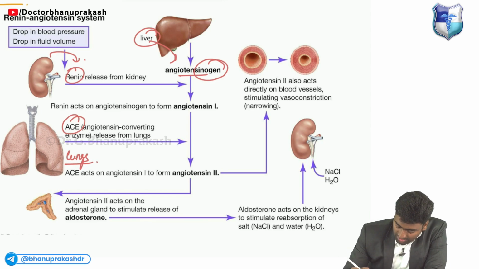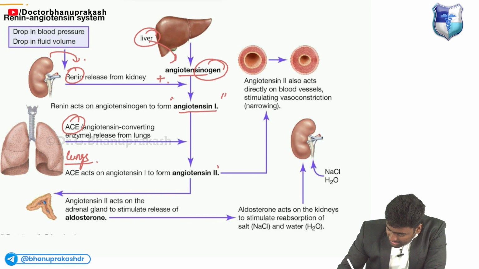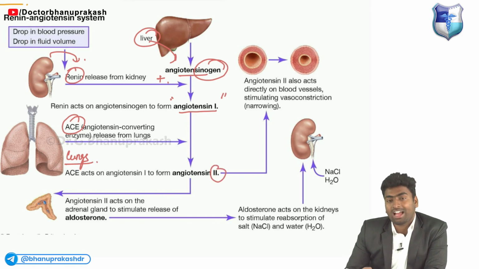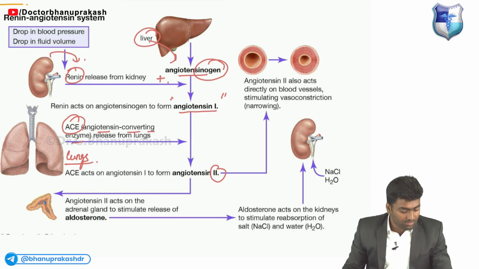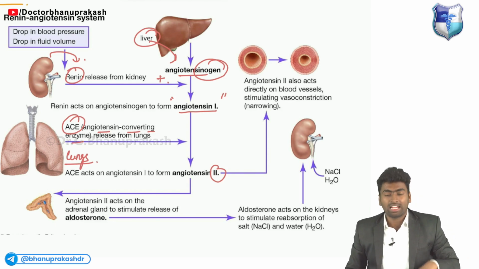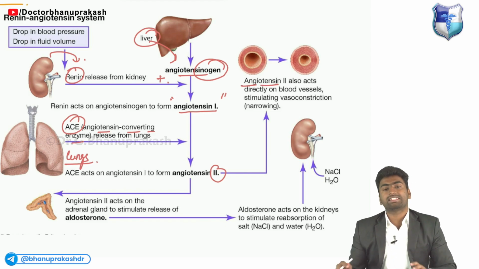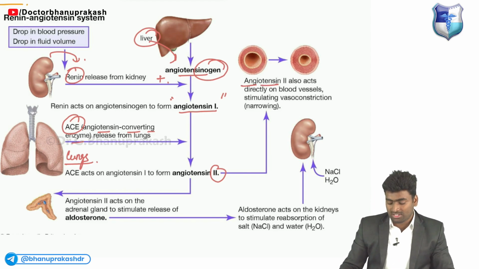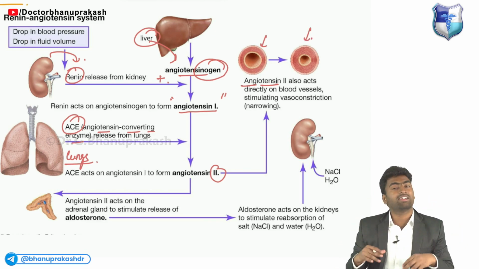Angiotensinogen from the liver will be acted on by renin and converted into angiotensin 1. This angiotensin 1 will be converted into angiotensin 2 with the help of angiotensin converting enzyme, which comes from the lungs. Once angiotensin 2 comes in, it will cause a few mechanisms. One is that, as the name itself tells, it causes constriction of the blood vessels, and it will increase the BP.